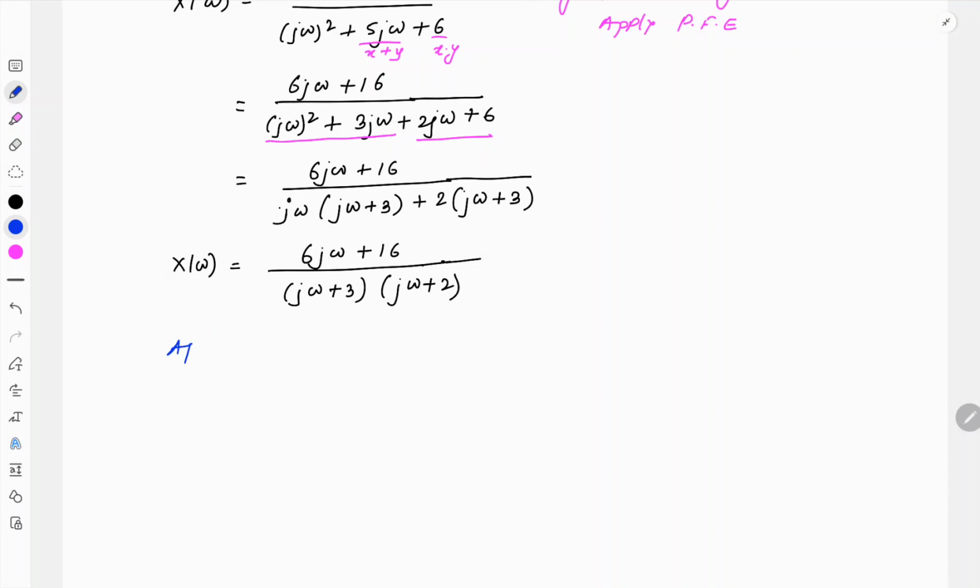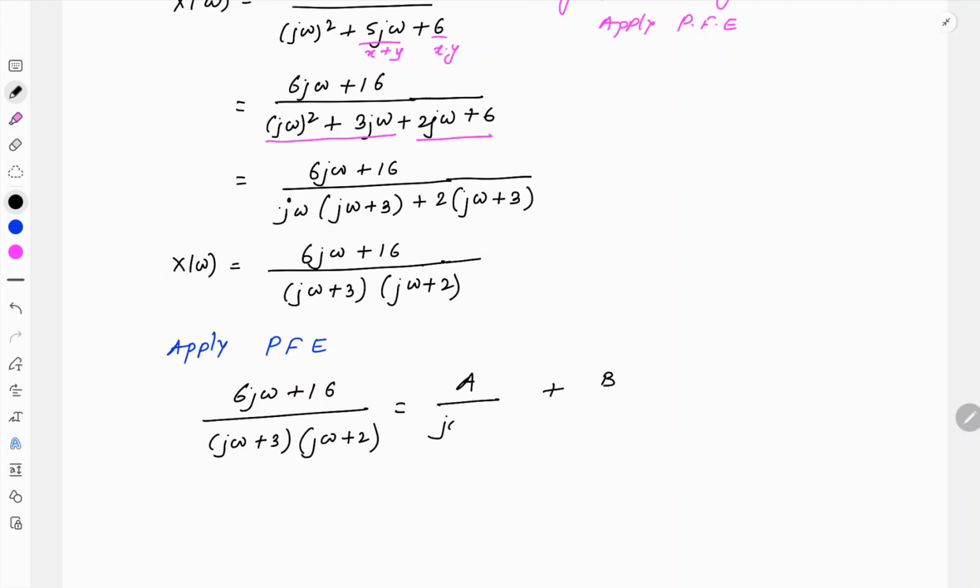So apply partial fraction expansion. We get (6jω + 16) divided by (jω + 3)(jω + 2) is equal to, here we have two roots, so there will be two constants. So A upon the first root, jω plus 3, and B upon jω plus 2.